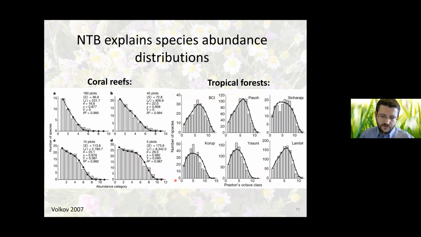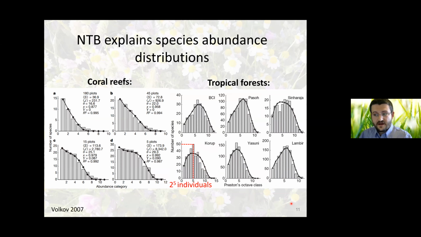Always in these figures on the y-axis, we have the number of species whose abundance in the local community is given on the x-axis on a log2 scale. So for example, in the tropical forest of Korup, there are 50 species with around 2 to the 5th power individuals. The black curves are the fits of neutral theory.